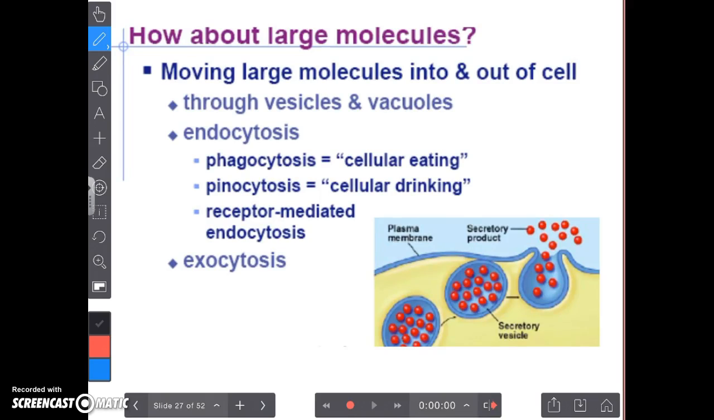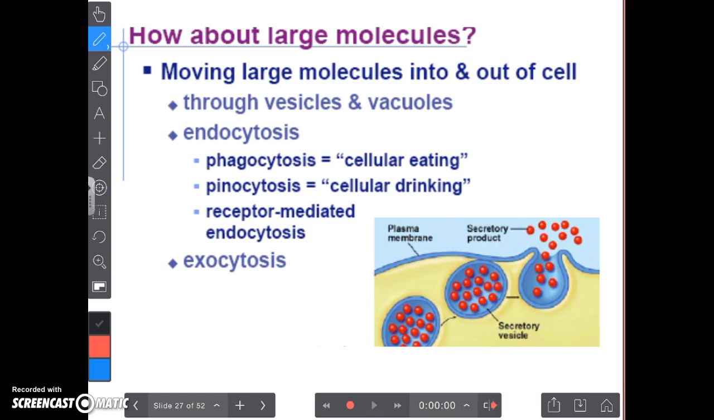Okay. How about large molecules? We're looking at moving large molecules in and out of the cell through vesicles or vacuoles. So this is our phagocytosis and pinocytosis. Cell eating is engulfing a solid structure. Cell drinking is engulfing a liquid structure. So those are 2 different ways that materials are passed through. Both require energy to take place.